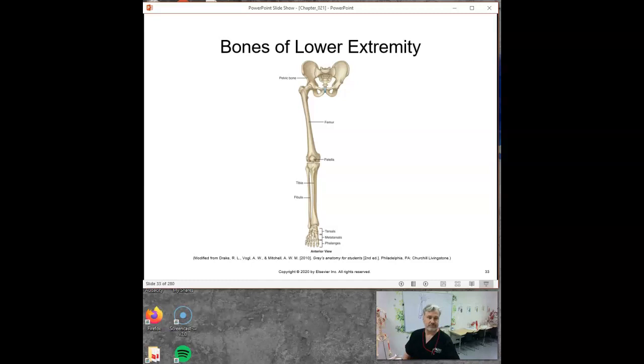Cool. Here we go. It's an excellent picture. I do think you should all remember that the tibia is medial and the fibula is lateral. You should remember the thick tibia is medial and the fibula is tiny and slender and lateral.